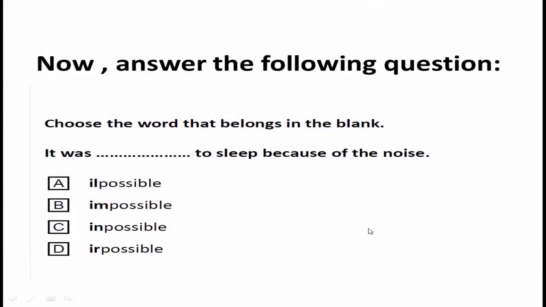Now answer the following question. Choose the word that belongs in the blank. It was ill possible, impossible, inpossible, or unpossible to sleep because of the noise. You're right, it was impossible.